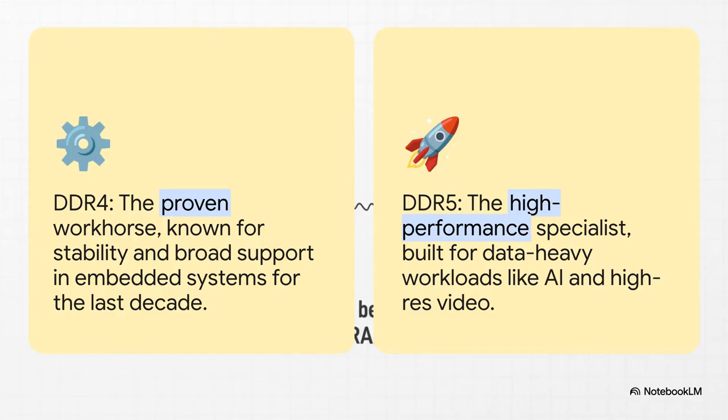All right, let's meet our contenders. In one corner, you've got DDR4, the stable, mature workhorse that's been the backbone of embedded systems for like a decade. And in the other corner, DDR5, the new, high-performance specialist, built from the ground up for these crazy, data-heavy workloads. This isn't just old versus new. It's about what makes the most sense for the heart of your AI device.